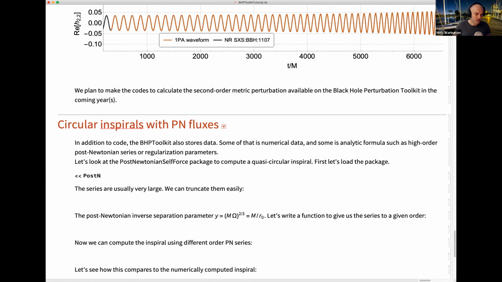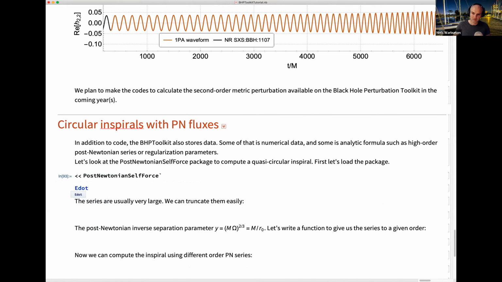Okay, so as before, we have to load the package. PostNewtonianSelfForce is how it is loaded, all with camel case on the PN, S, and F, and the backtick. And there are many PN series in here. I will just load one of them to start with, and then later on look at the other ones that are available.